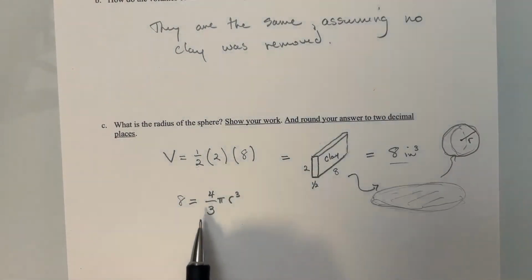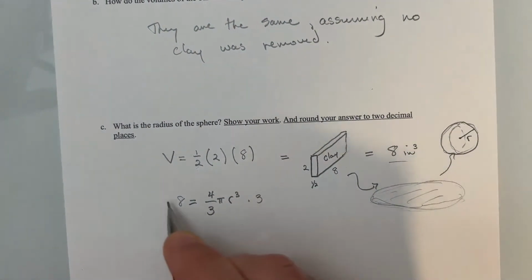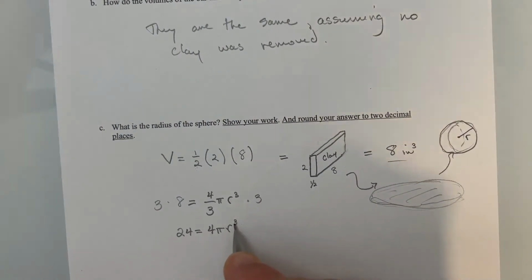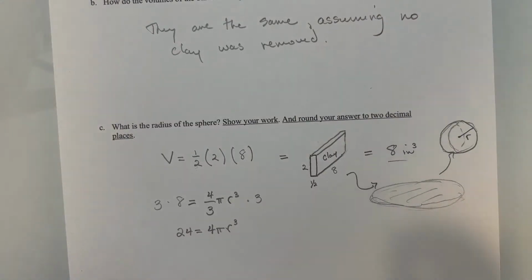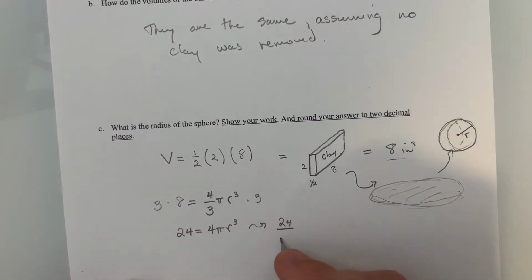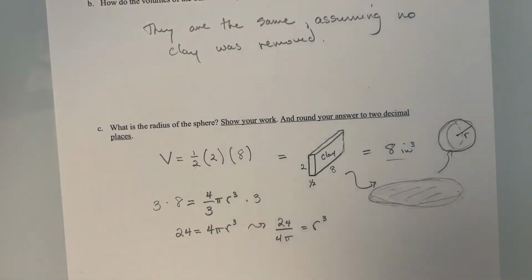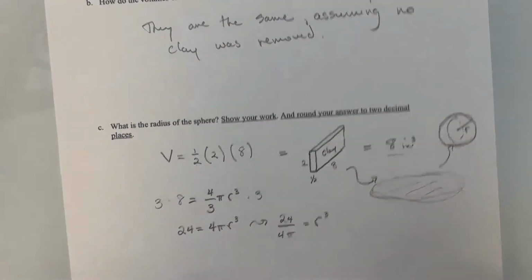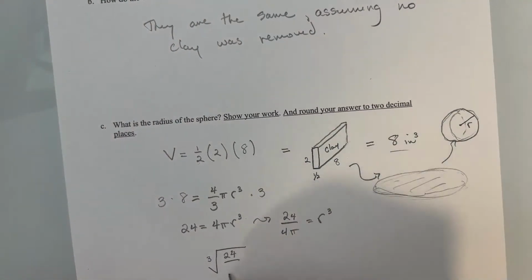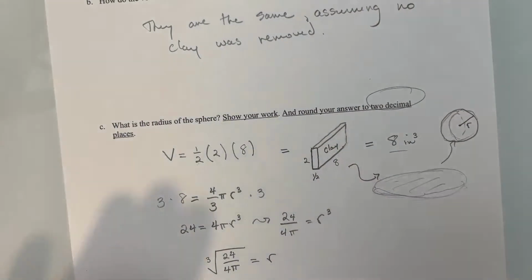So we could solve this for R. So I'll multiply both sides by 3. We have 24 is 4 pi r cubed. I can divide both sides by 4 pi. So 24 divided by 4 pi is r cubed. And now I'm trying to undo something cubed. So I would take the cube root of 24 over 4 pi. And then it said 2 decimal places.